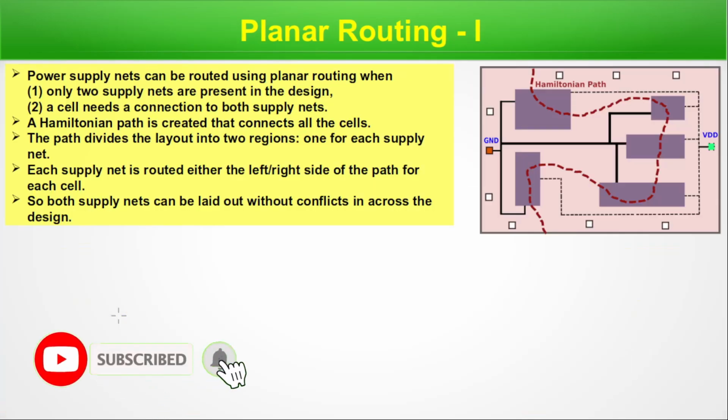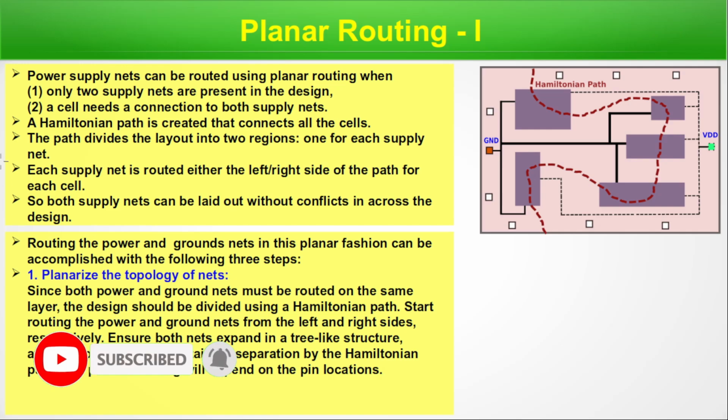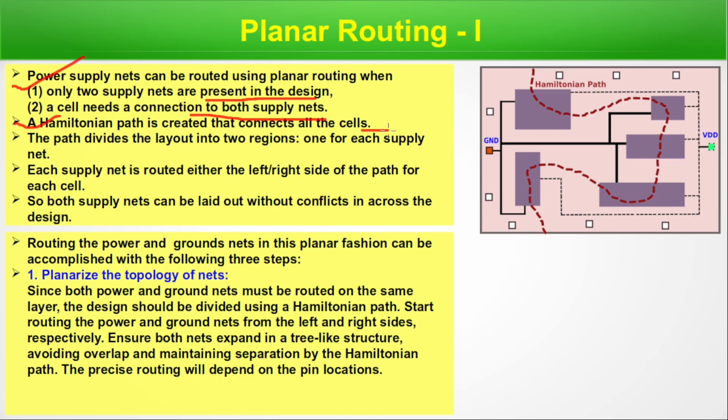Planar routing. The power supply nets can be routed using planar routing when only two supply nets are present in the design. A cell needs a connection to both supply nets. A Hamiltonian path is created that connects all the cells. What is a Hamiltonian path? You will see that. The path divides the layout in two regions, one for each supply net. That's a path such that on one side of this path is VDD, and on the other side is ground.